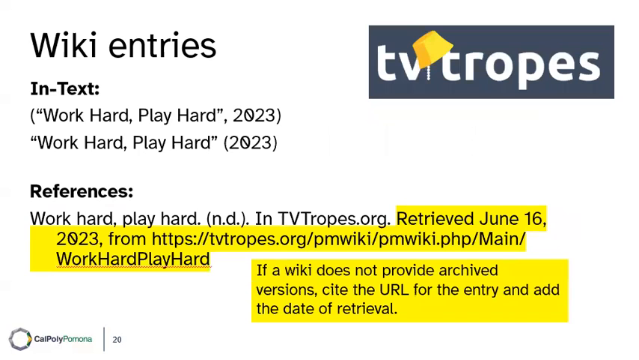Some wikis do not have the View History feature. Here's an example from the TV Tropes Wiki. If a wiki does not provide archived versions, cite the URL for the entry and add the date of retrieval.